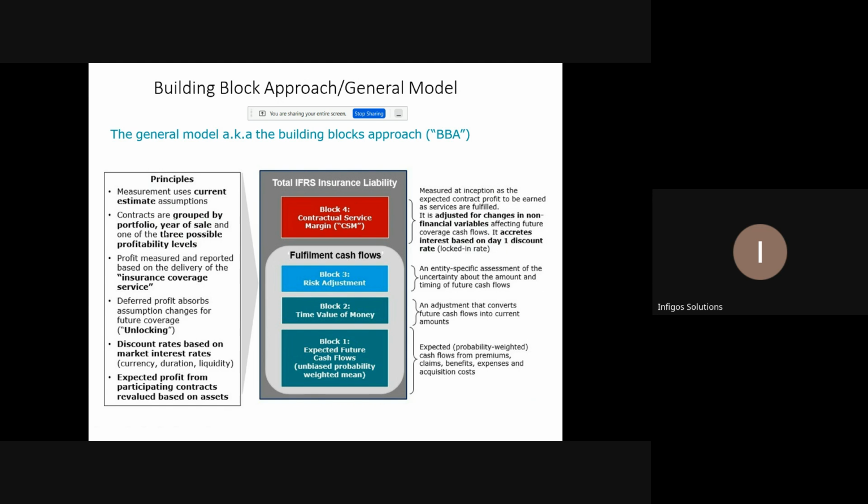So look at the principle. We basically use the current estimate assumption. Contracts are grouped by portfolio, year of sale, or 3 outcomes of profitability: loss making, profitable, non-loss making. 3 types of them. There is something called insurance coverage service, which I have described. A coverage is the unit of service which you provide during each year or each quarter.